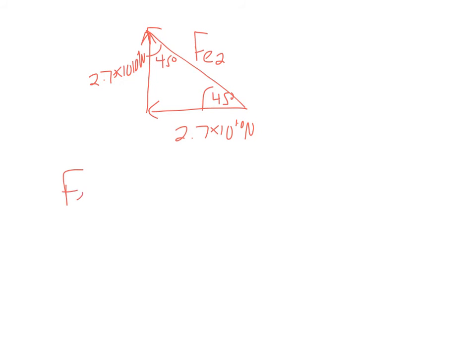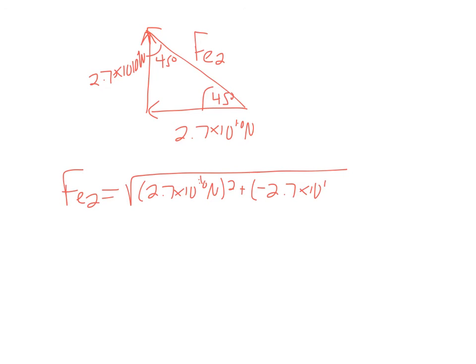So Fe2 equals the square root of 2.7 times 10 to the 10th newtons squared plus negative 2.7 times 10 to the 10th newtons squared. This comes out to 3.82, keeps on going, times 10 to the 10th newtons.